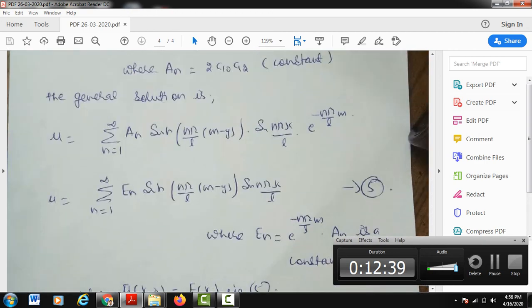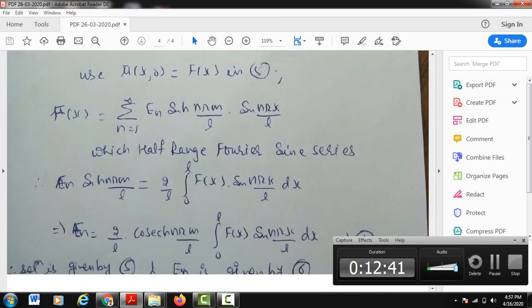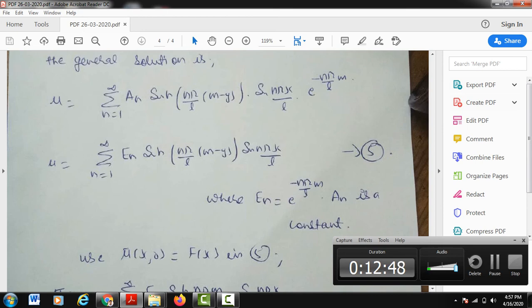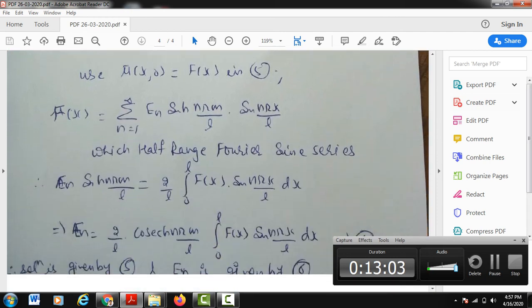So the solution of equation number 1, the two-dimensional Laplace equation in the Cartesian form, is given by equation number 5, that is u is equal to E_n sinh(n pi (m minus y) over L) sin n pi x over L. And this constant E_n, which is considered as the Fourier constant, is being evaluated like 2 over L cosech n pi m over L integral 0 to L f of x sin n pi x over L dx. That is equation number 6.